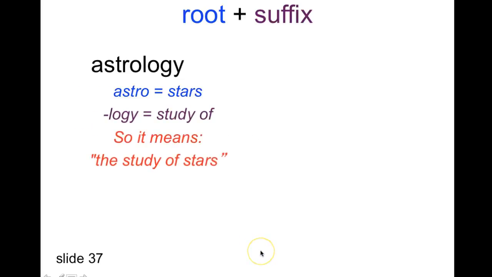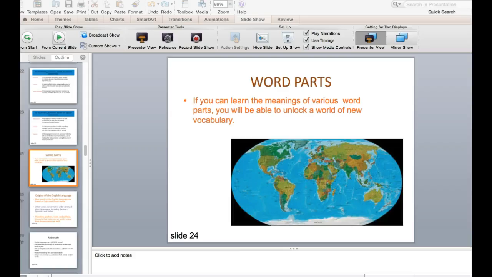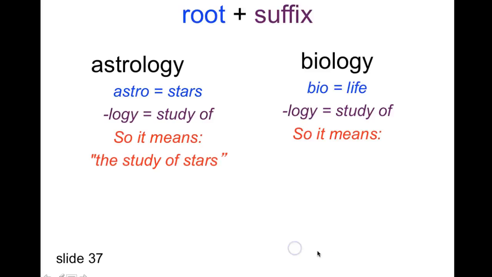Here's an example of root words being combined with a suffix. We'll take the root word astro, which means stars, and then we'll add the suffix L-O-G-Y, logy, and it means the study of stars. If we take bio, bio means life, and we add logy, so biology is the study of life.